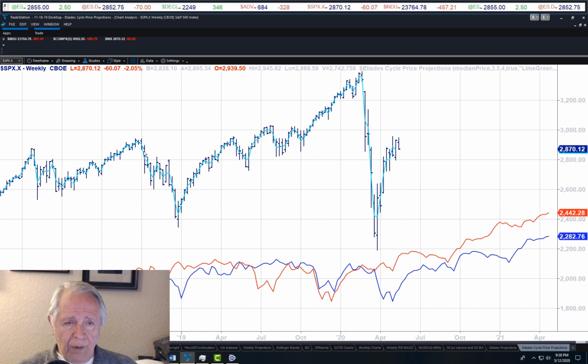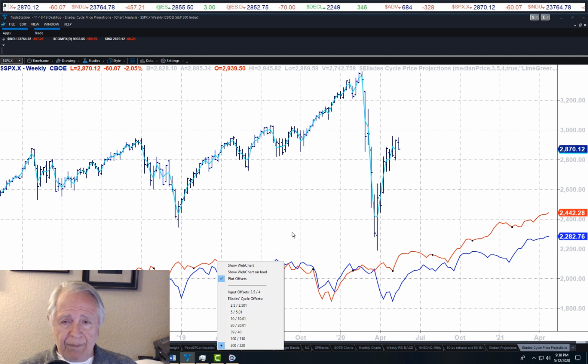We click on the blue line or one of the offset lines. This is a right click, and this comes up. So here are your options. Now, the program knows what time span you're on. It knows you're on weekly charts, so it shows you weekly offsets, okay? 2.5, 2.501. Now, the reason we do the 2.5, 2.501 is simply to give two separate offsets to the computer. So that's the way the software was originally set up.